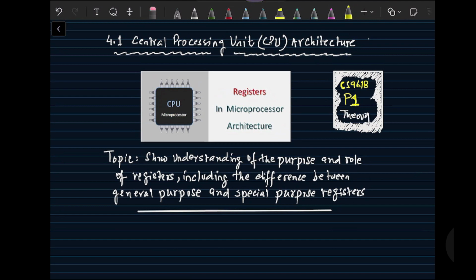And today we will talk about central processing unit architecture, CPU architecture, and that is the registers. Our today's discussion is to give you an understanding of the purpose and the role of registers, including the difference between general purpose and special purpose registers. All right, so let's start.